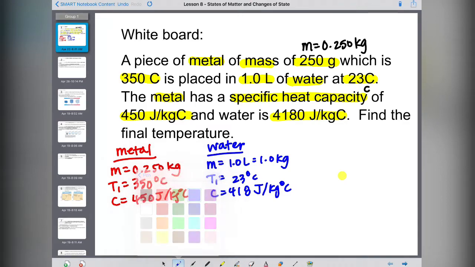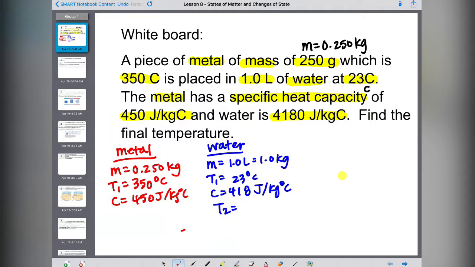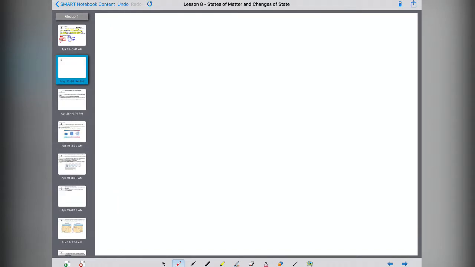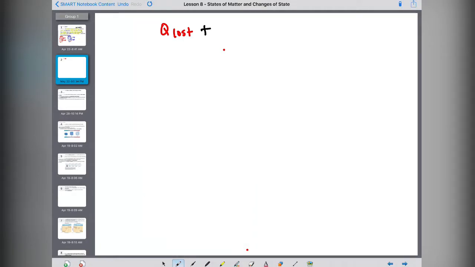So key thing to remember, the T2 are the same for the two objects, and the heat exchange, meaning heat loss from the metal, is the same as the heat gain from the water. So heat lost, which is from the metal, adding the heat gain from the water is equal to 0. That's what you start off with. You don't have to write these things out, but I know that Q is mc delta T, and I also know that delta T is T2 minus T1. So I'm going to sub it into each of the equations.